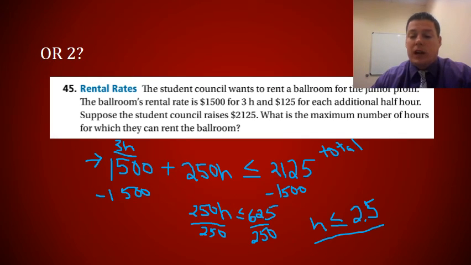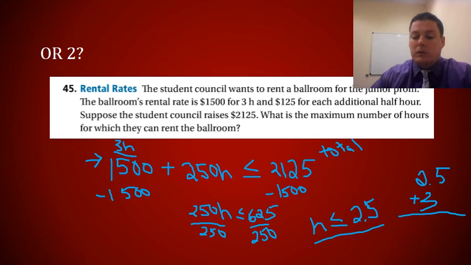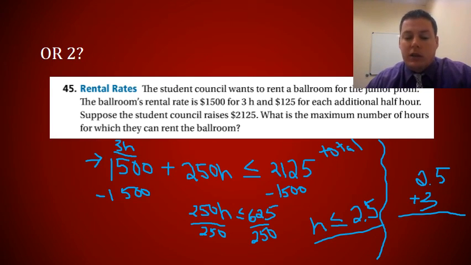It's not 2.5 if you said 2.5. H is 2.5. Remember, H is the additional time we spent above this $1,500. So H is 2.5, but we've also already paid for 3 hours. So the maximum number of hours would be 2.5 plus 3. Again, sometimes setting up the word problems we're going to get pretty good at, but what you need to learn to do is make sure you are answering the question correctly and not forgetting other parts. So we're not always just looking for the variable as an answer.